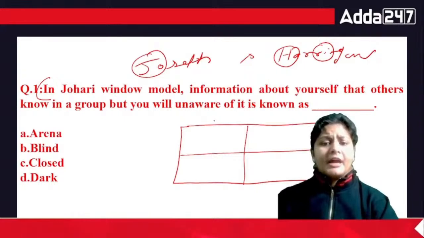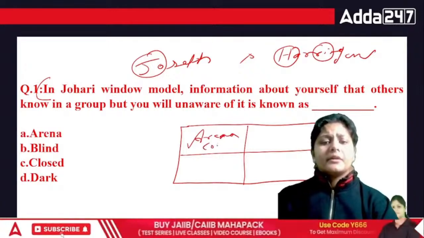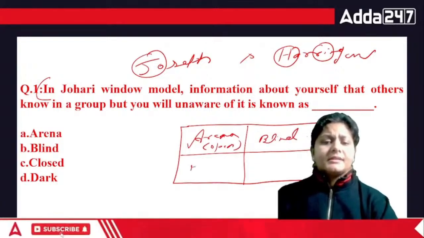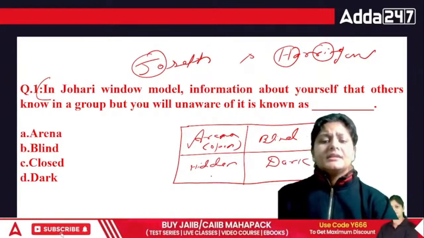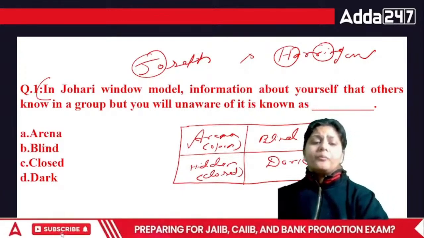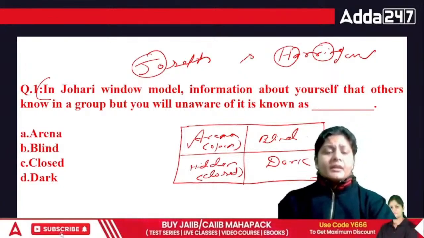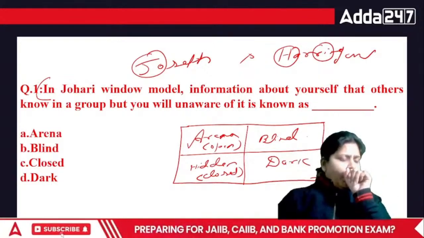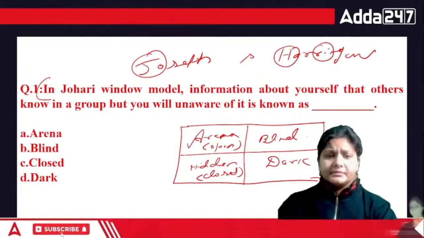In total we have 4 quadrants. Number 1 is the arena, that means the open quadrant. This one is the blind, this one is the hidden, closed, and this one is the dark. So this is A, B, C and D. When we talk about the arena, this is the open quadrant. The information lying under the arena is known to self and known to other.